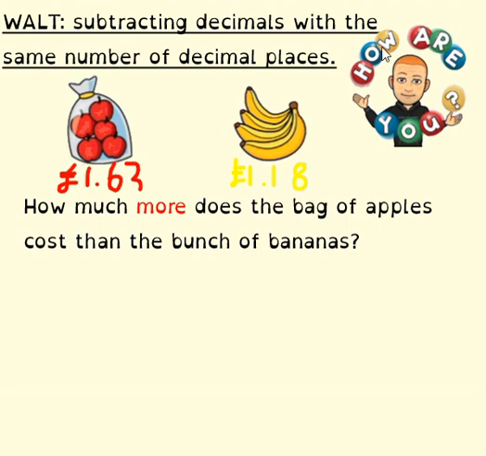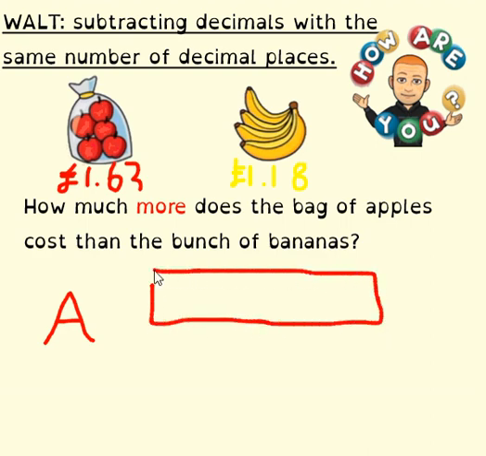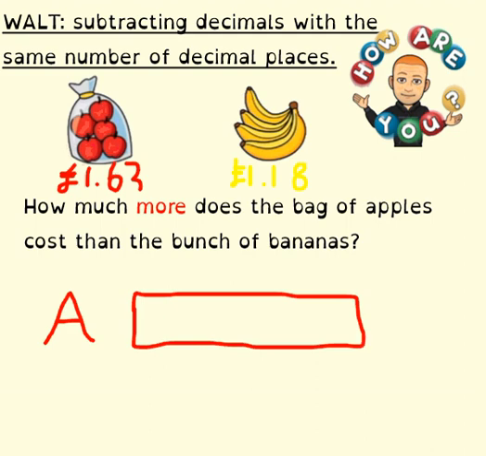So, we know the apples cost, and I know you'd tell me off in class for not using a ruler for this, so I do apologise in advance. So I know that my apples, let's just move my bar down a little bit, cost £1.63. And my bunch of bananas cost £1.18.